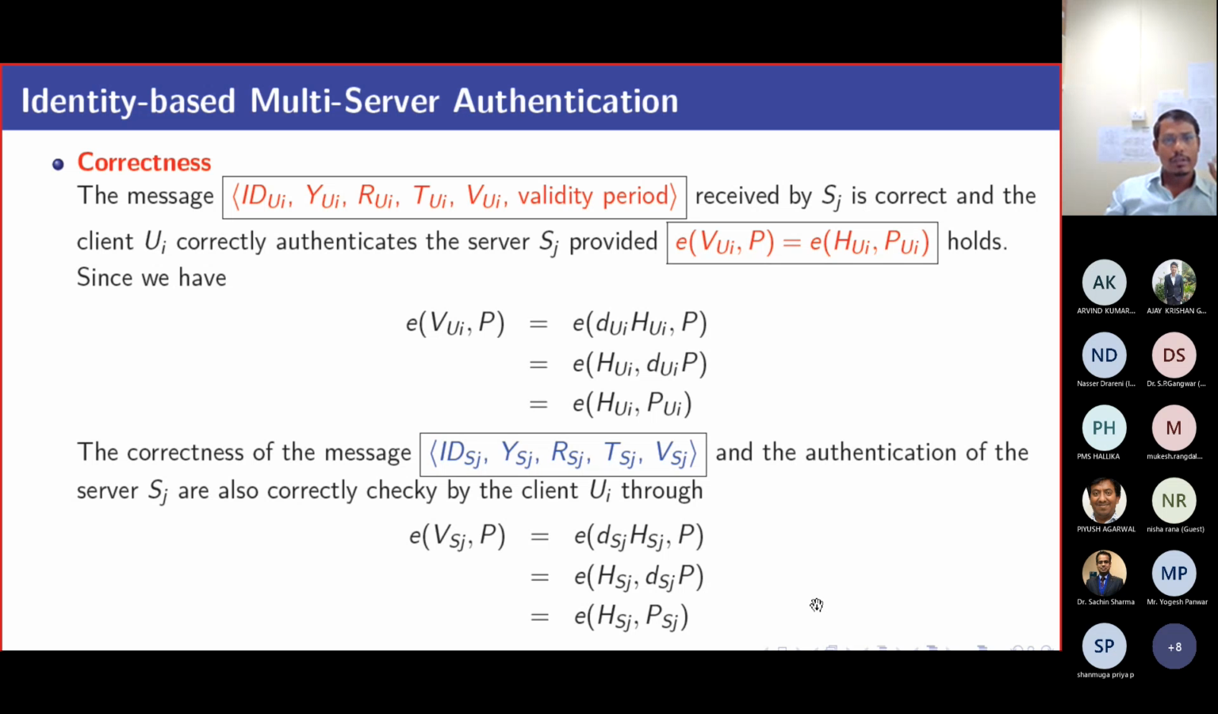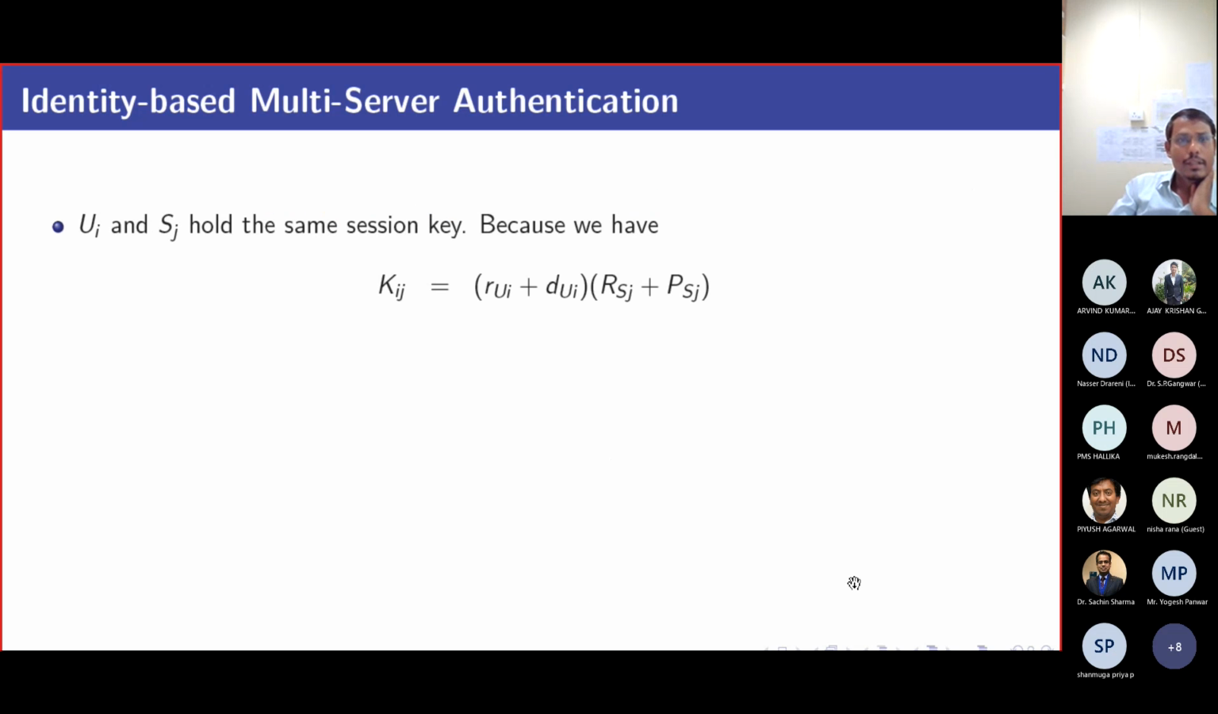So that means our mutual authentication technique is correctly justified and the technique is correct. So now we have a question: how have they computed the common session key?